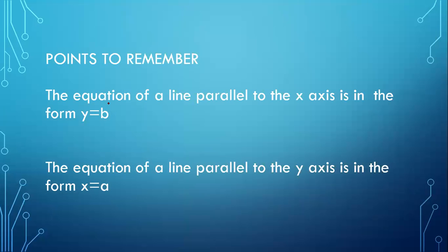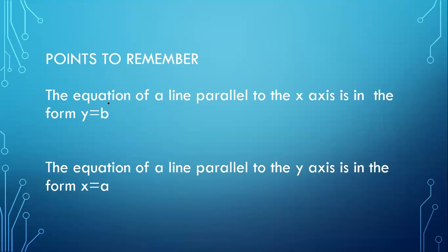So points to remember, this we have done just now. The equation of a line parallel to the x-axis is in the form y equal to b. If the line is parallel to the x-axis, the equation will be y equal to b. And what is b? It is a coordinate of the y-axis.